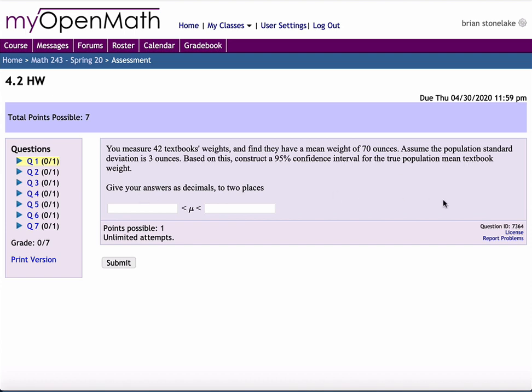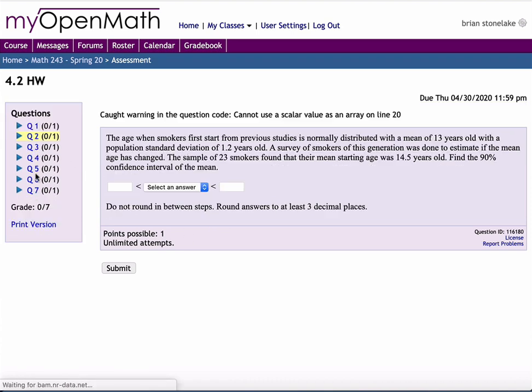So essentially, you're going to use a function on your calculator, the z interval function. Type in some numbers. It should spit out two numbers. Round them to two decimal places. Put those numbers here, and you're good. That's it. No tricks to this one or anything. Should be fairly straightforward.